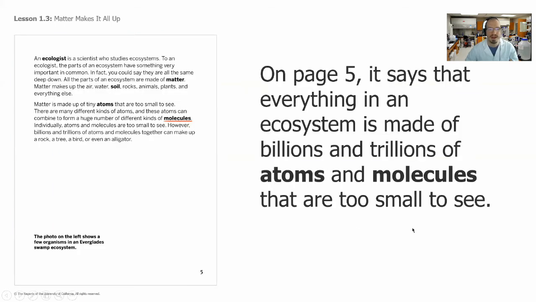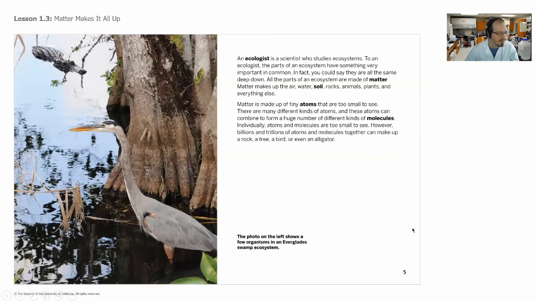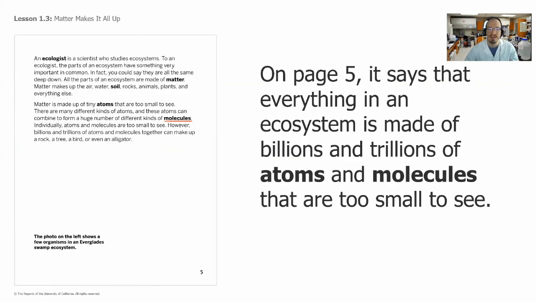So on page 5, we saw that we didn't yet read anything about animals growing, but we did read an important idea that connects to what we observed back in the scale tool. It says that everything in an ecosystem is made of billions and trillions of atoms and molecules that are too small to see.